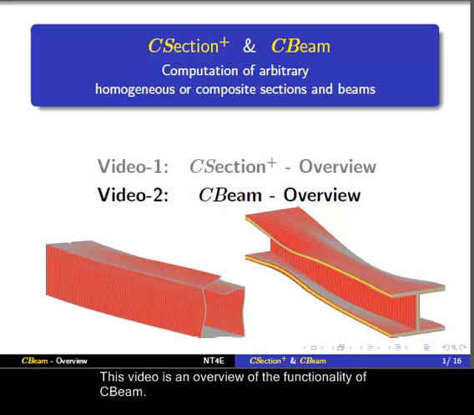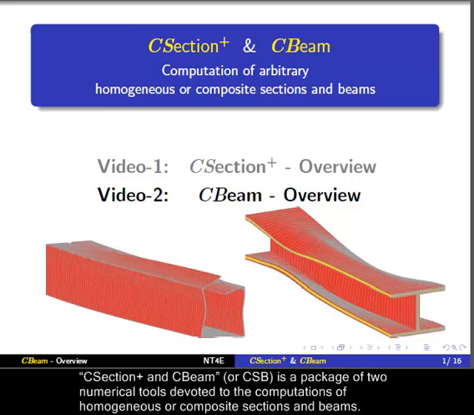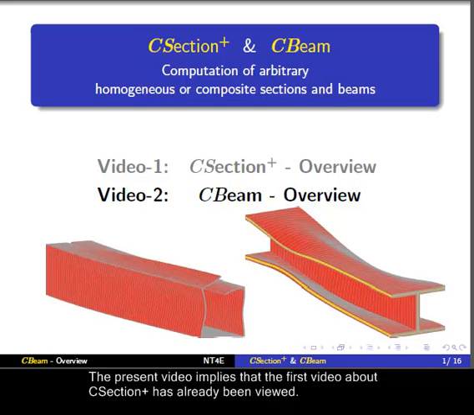This video is an overview of the functionality of CBeam. CSection Plus and CBeam, or CSB, is a package of two numerical tools devoted to the computations of homogeneous or composite sections and beams. The present video implies that the first video about CSection Plus has already been viewed.